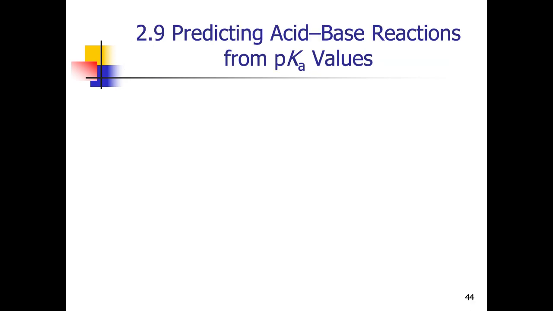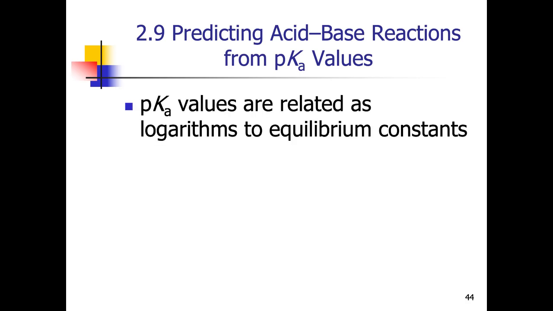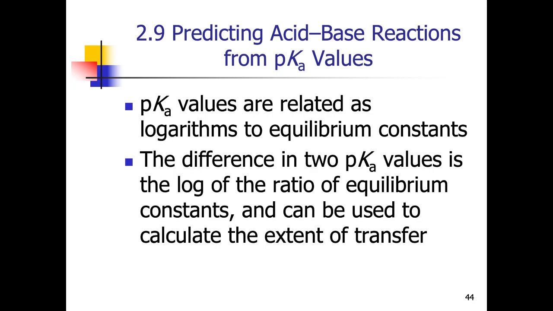Predicting acid-base reactions from pKa values. pKa values are related as logarithms to equilibrium constants. The difference in two pKa values is the log of the ratio of equilibrium constants, and can be used to calculate the extent of transfer.